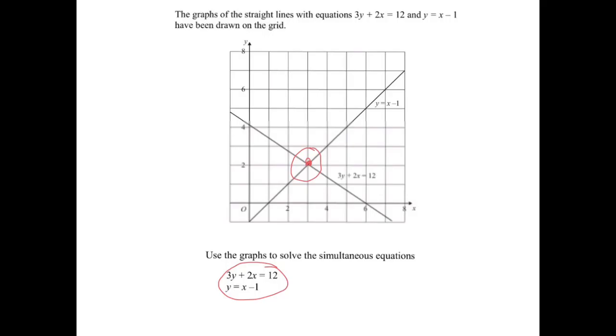And so all we have to do to solve them simultaneously is say, okay, what's the x coordinate? That's 3. What's the y coordinate? That's 2. And so we solve that. The coordinate is 3, 2. And so if we want to solve the equations, the x value of that coordinate is 3 and the y value is 2. And we've solved those equations simultaneously.